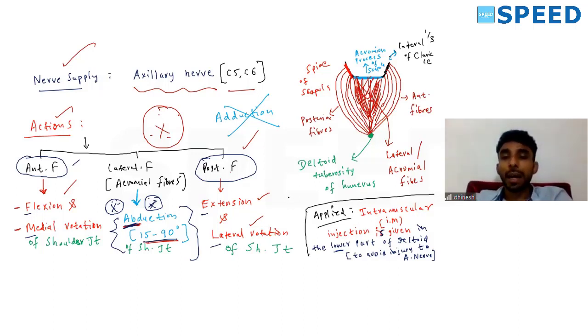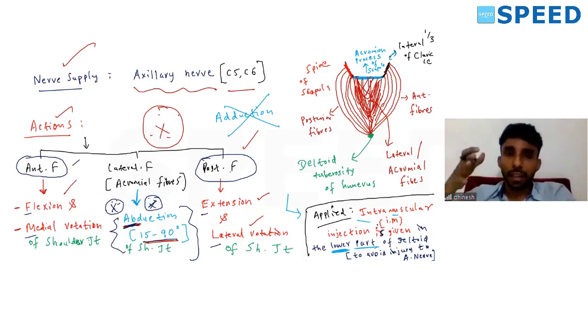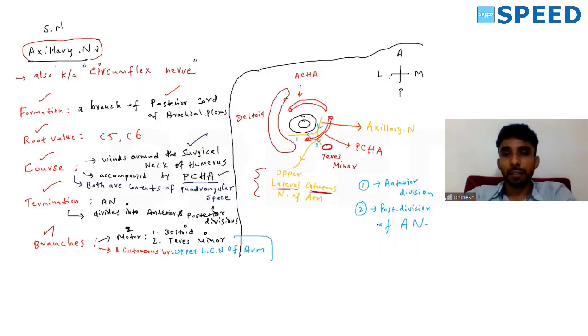Now coming to the applied aspect of the deltoid muscle. In the arm, the muscle used for giving intramuscular injection, IM injection, is deltoid. It is given in the lower part of deltoid in order to avoid injury to which nerve? Yes, the axillary nerve. The axillary nerve winds around the surgical neck of humerus, deep to the upper part of deltoid. So in order to avoid injury to the axillary nerve, IM injection is always given in the lower part of deltoid. Now let's discuss the important things about the axillary nerve.